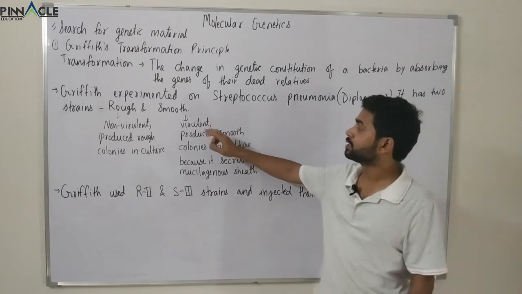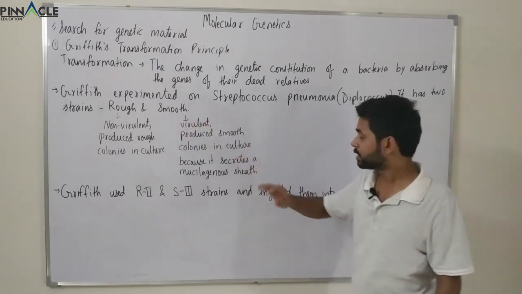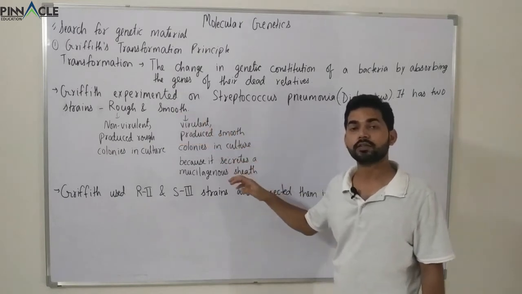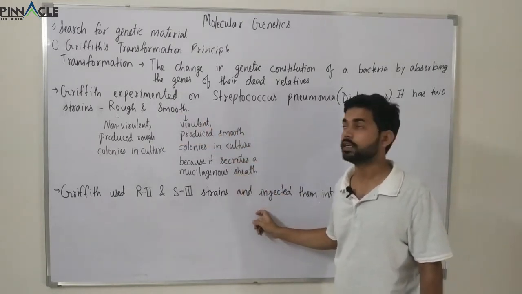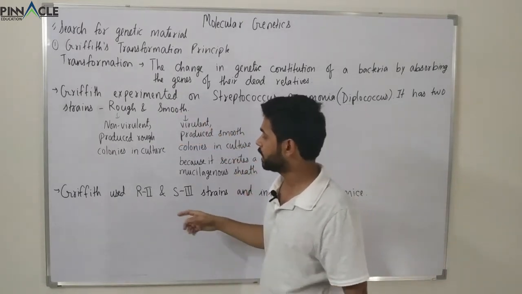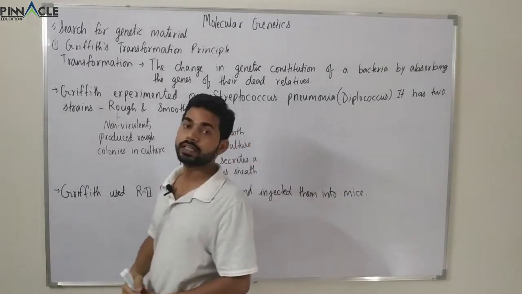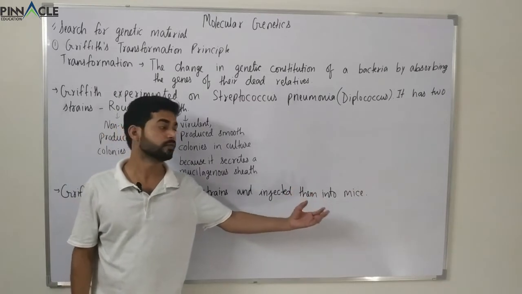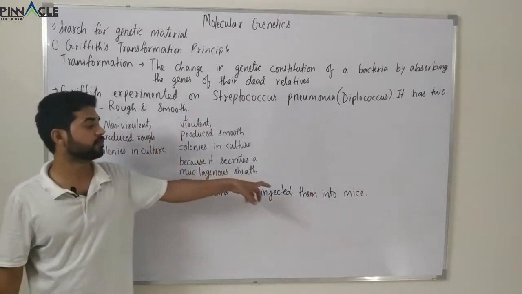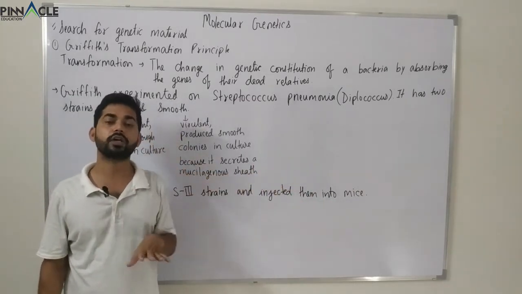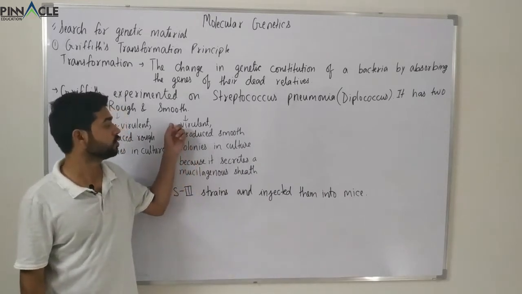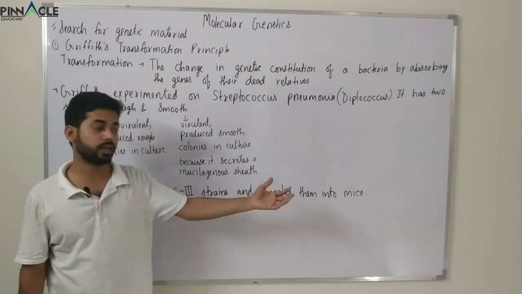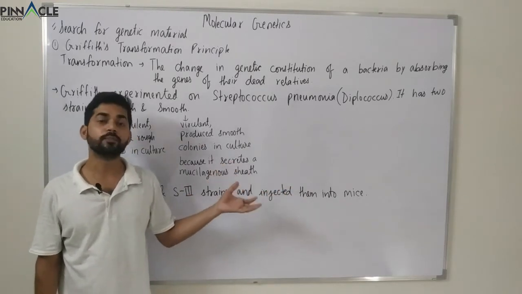When the live smooth strain was injected into mice, it caused disease and the death of the mice. But when the rough R2 strain was used, it could not cause disease, and therefore the mice lived. These two had different effects on the mice. The results were as expected: because the smooth is virulent, it can cause disease and the mice will die; the rough cannot cause disease, so the mice will not die.